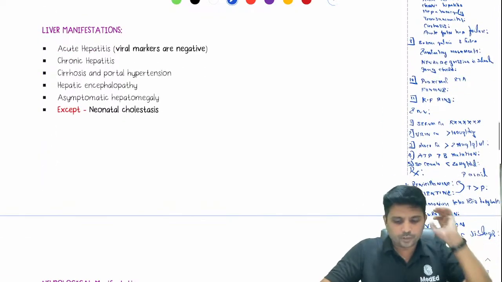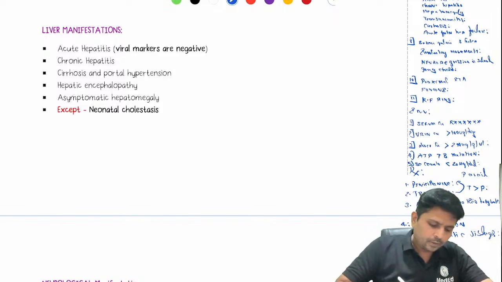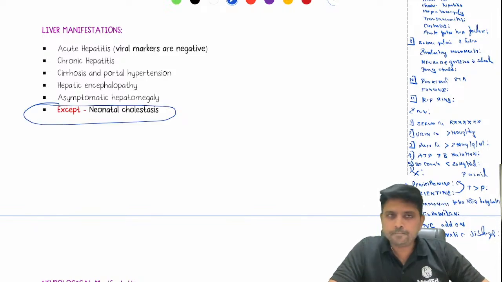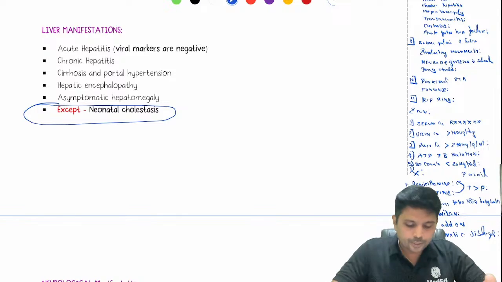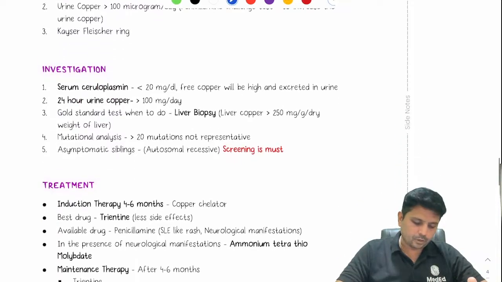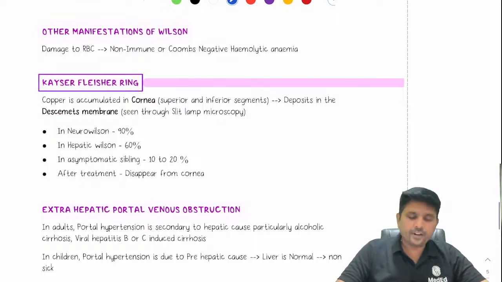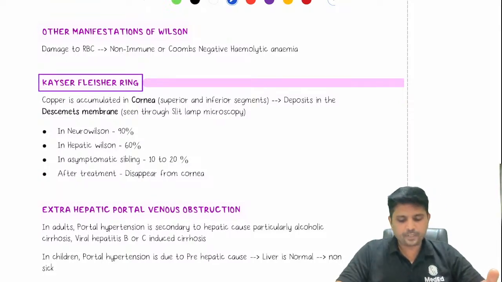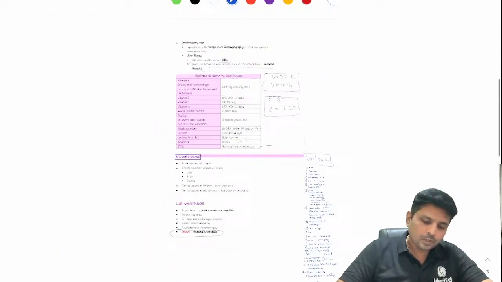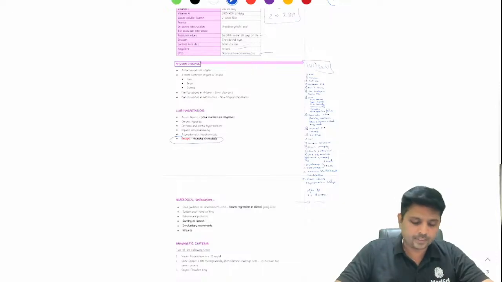So this is all about Wilson's disease. One book said that the only liver issue that cannot occur in Wilson's disease is neonatal cholestasis. So all things are discussed. Serum ceruloplasmin, 24-hour urine copper, zinc. Okay, all points are over. KF ring usually disappears after treatment. So we had covered neonatal cholestasis and Wilson's disease.